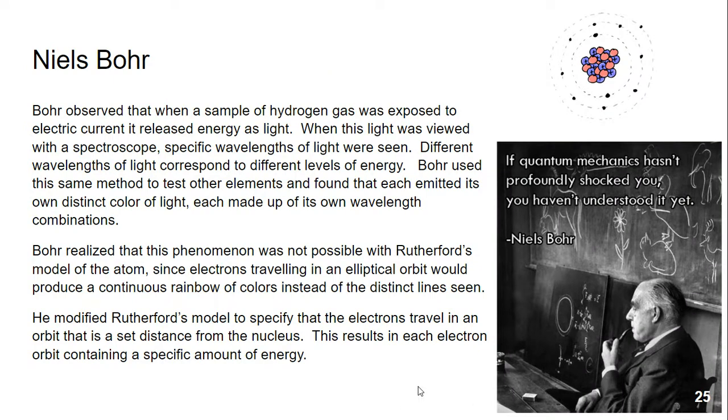Niels Bohr observed that when you look at hydrogen gas that's been exposed to an electric current, it releases energy as light. You might remember doing a flame test experiment in class, and it was a similar concept, right? When metals absorbed the heat, they produced different colors of light. So in this case, instead of a metal, we're going to have a gas inside a tube, and we're going to put it in an electric power source.